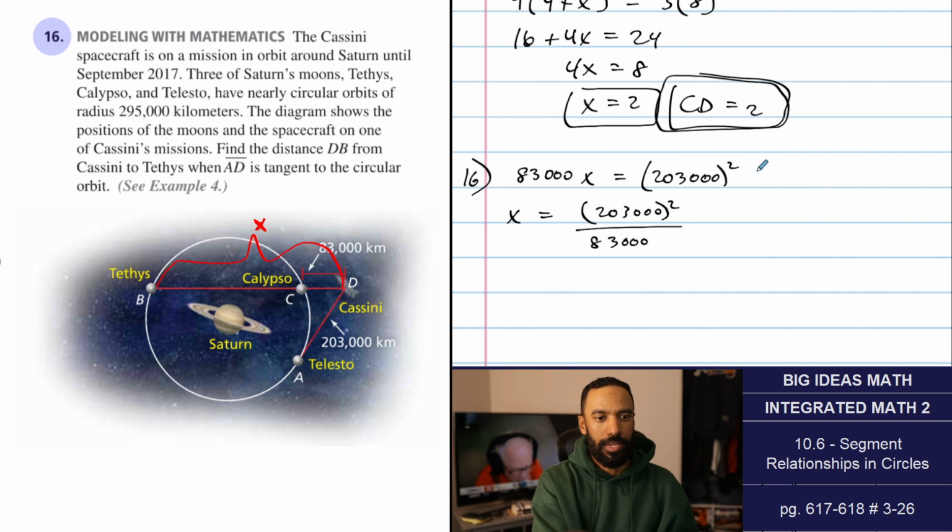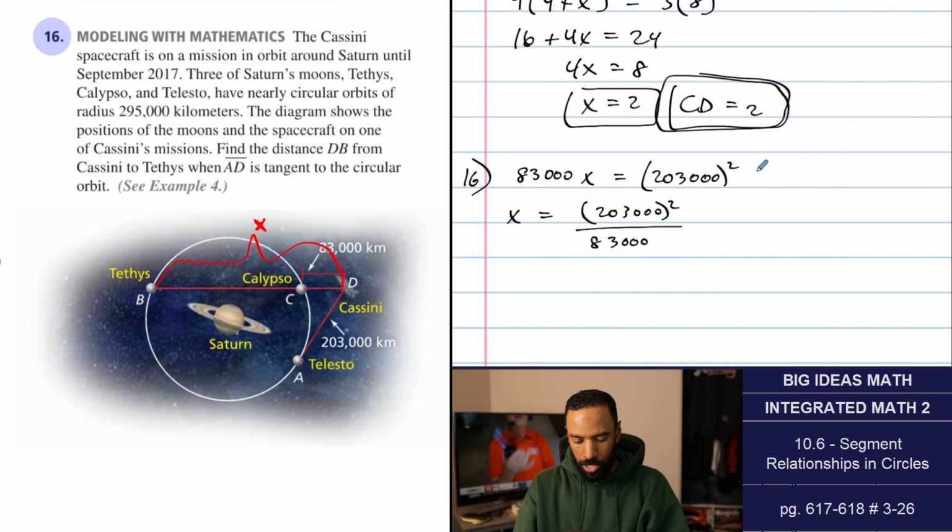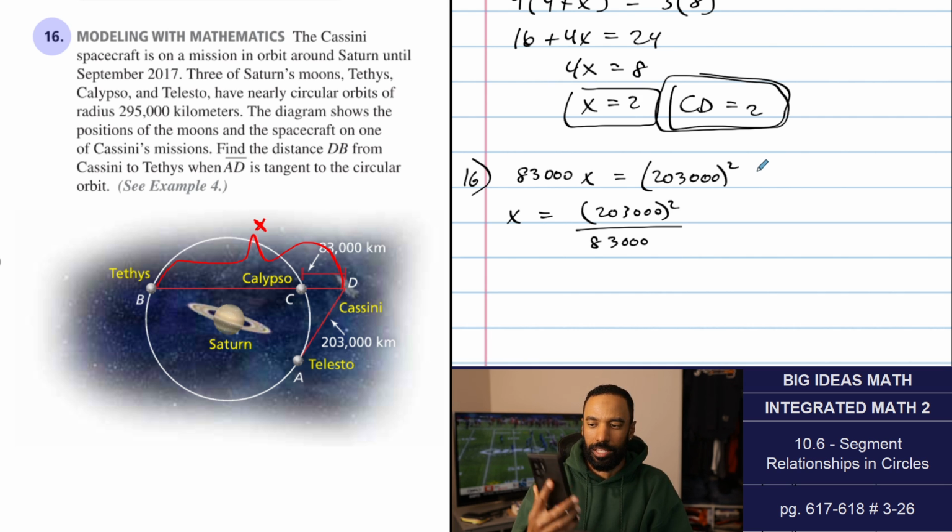Find the distance dB when AD is tangent. So let me get my phone out. It's a broken phone. I have this. Oh, you can't see it anymore. It's flickering. 203,000 squared divided by 83,000.